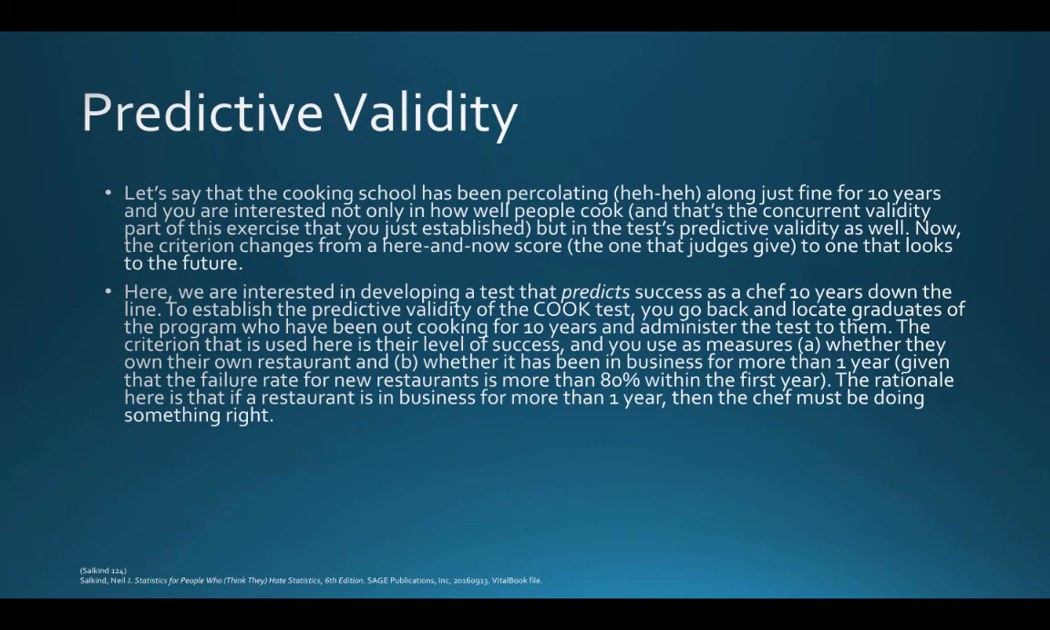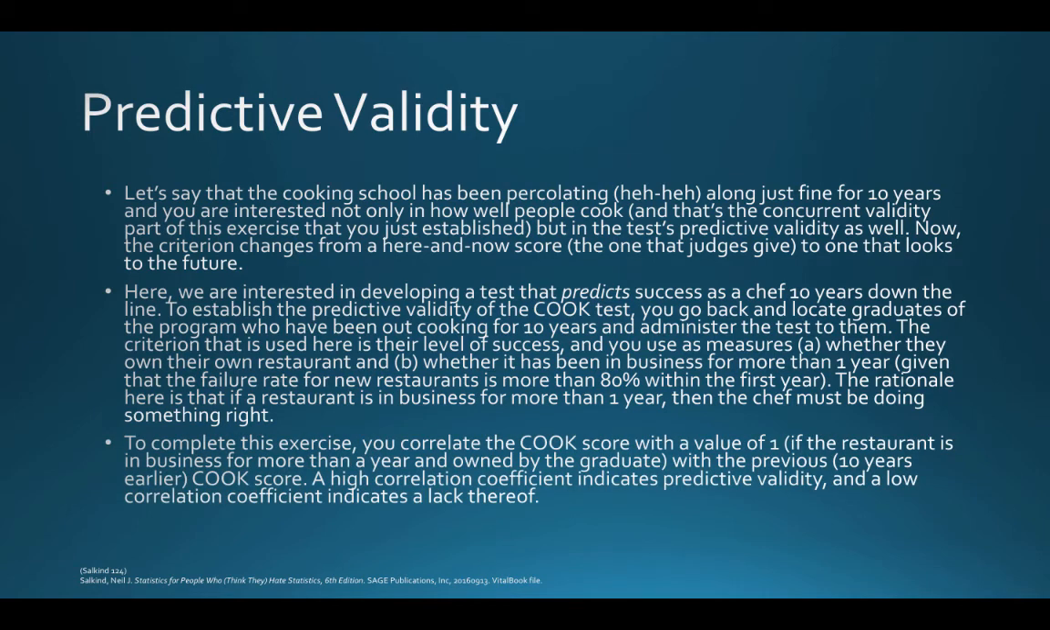Okay, and we use previous quantitative data that show the failure rate for new restaurants is more than 80% within the first year. And then we look at the rationale of, if this restaurant is in business for more than 1 year, then the chef must be doing something right. Well, to complete this, you have to correlate the Cook score with a value of 1, okay, if the restaurant is in business for more than a year, and with the Cook score from 10 years earlier. So a high correlation coefficient indicates predictive validity. A low correlation score indicates a lack thereof.